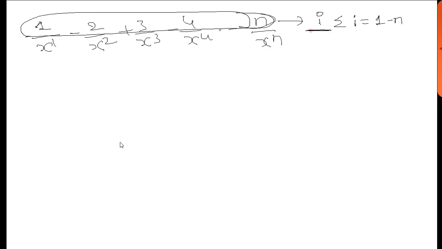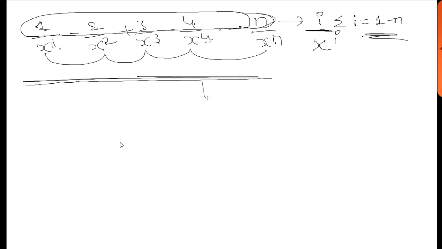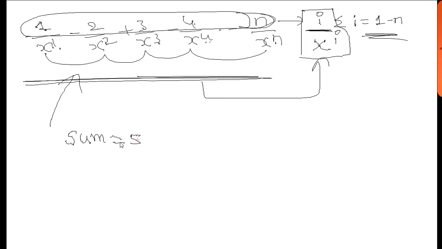So I by what can I write? X is a common variable. So x to the power of, see, 1 2 3 4 n means 1 1, 2 2, 3 3, 4 4. So therefore I can write x to the power of I, where I is equal to 1 to n. So I have converted this total expression into one particular term. So the formula to calculate this complete expression is: sum is equal to sum plus I by x power I.